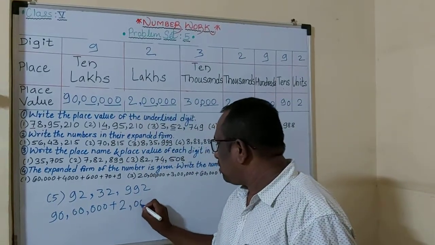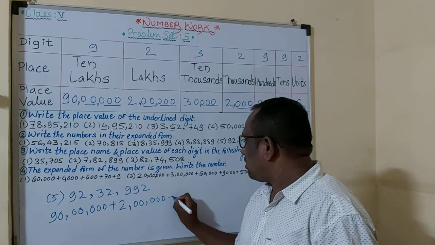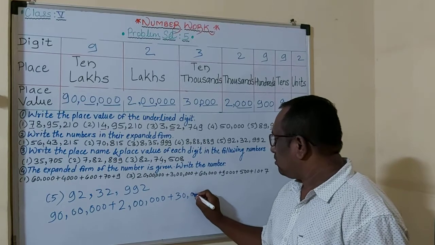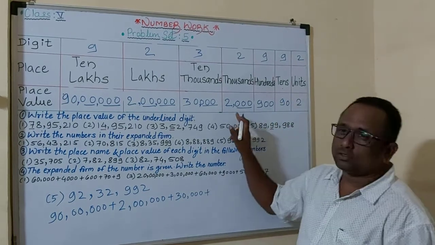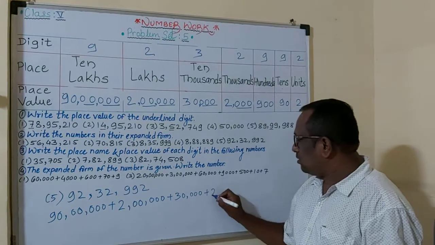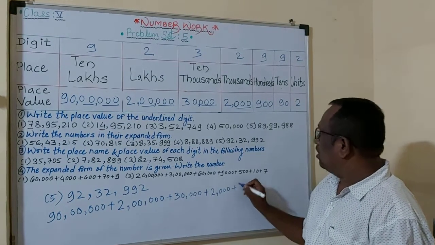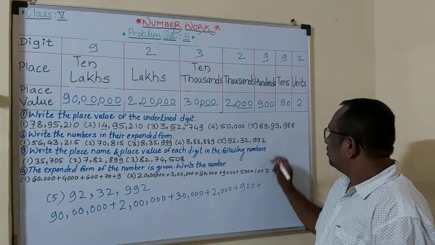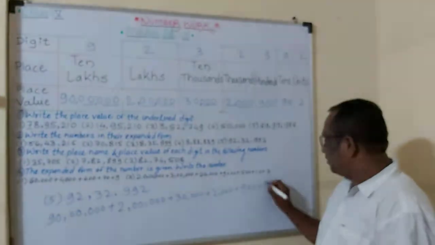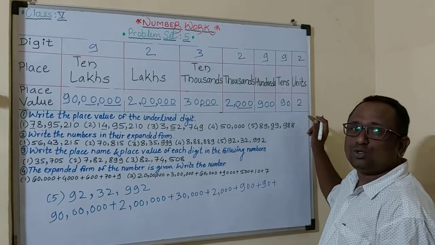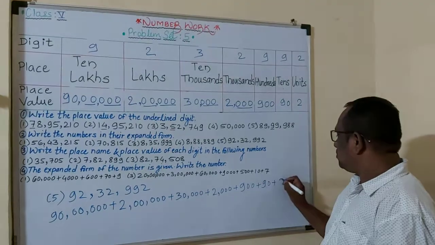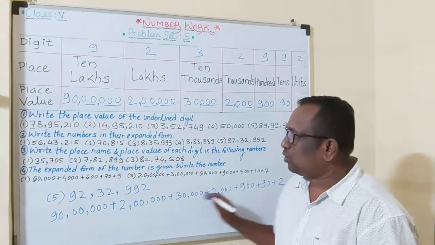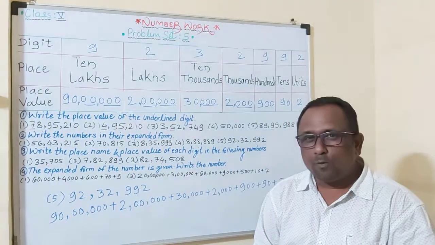plus 30,000, plus 2,000, plus 900, plus 90, and the last remaining is 2. Yes, 2. So this is the expanded form. Okay, this way you have to write all the examples now. I hope you understand this.